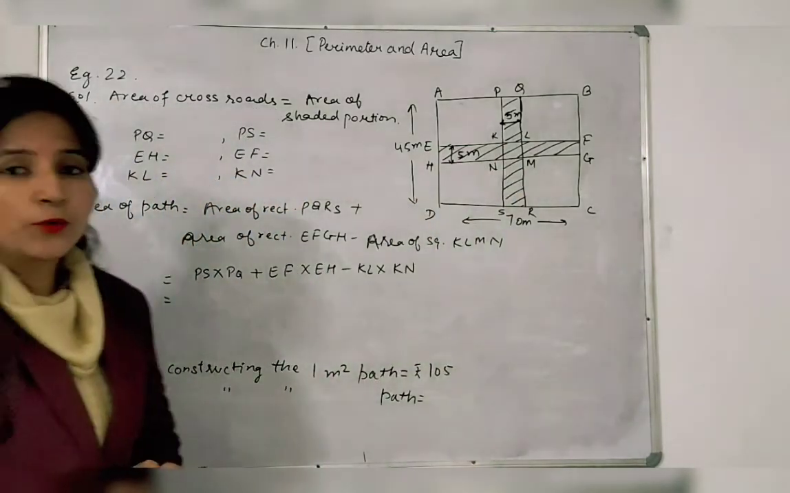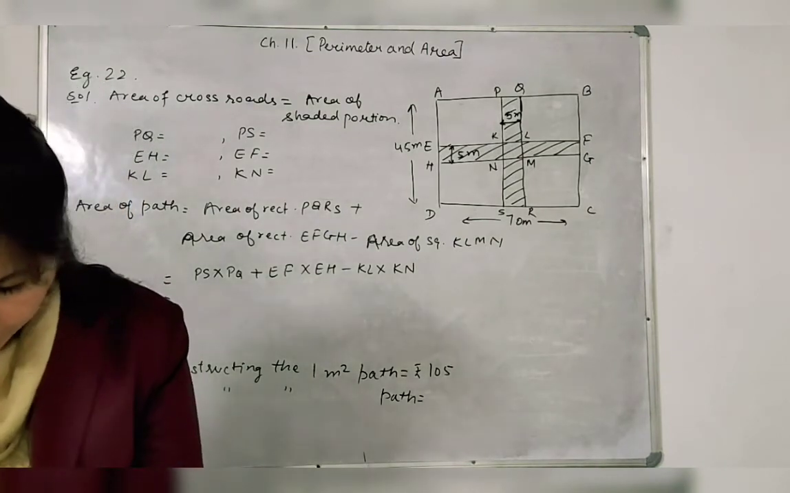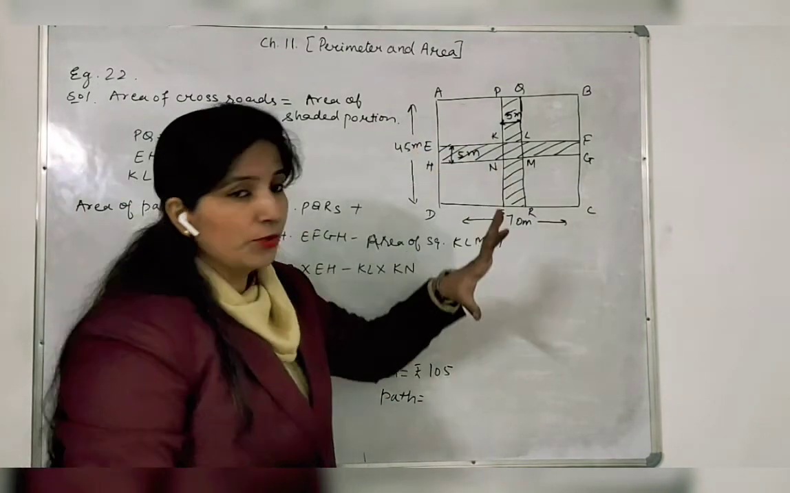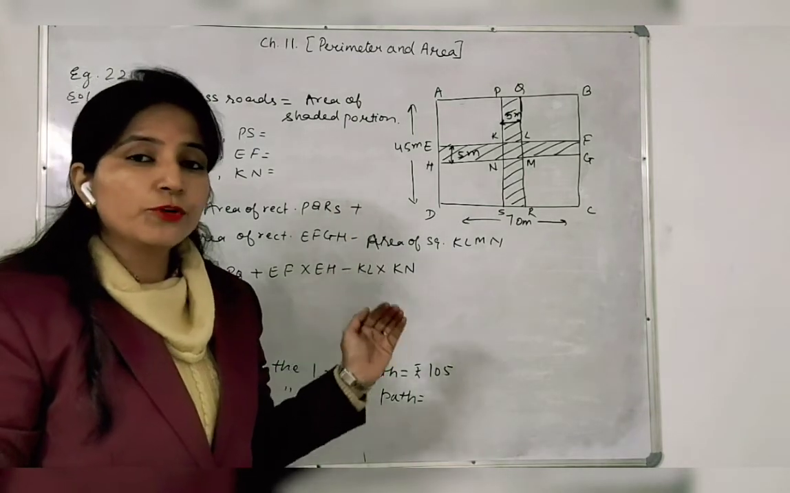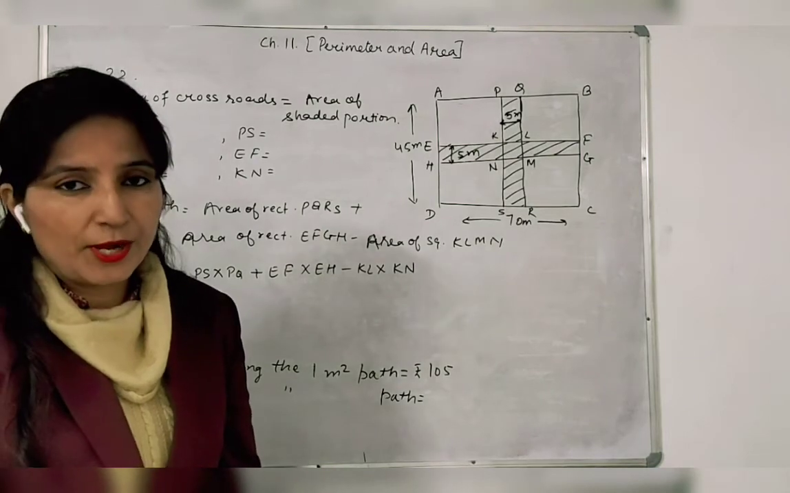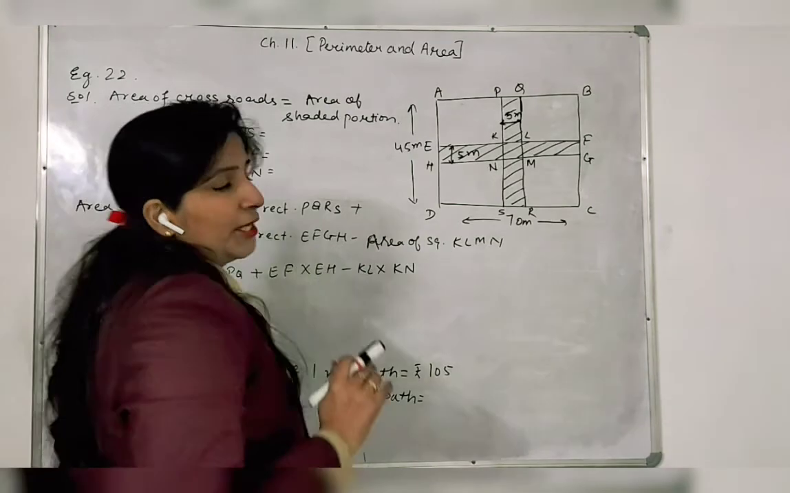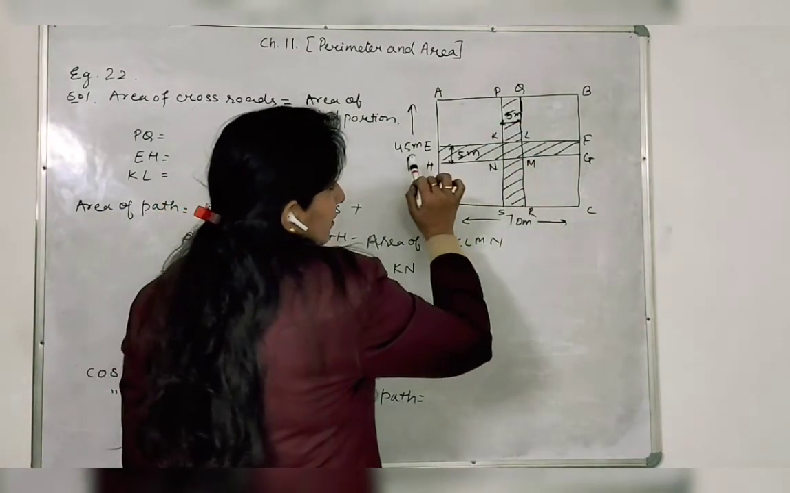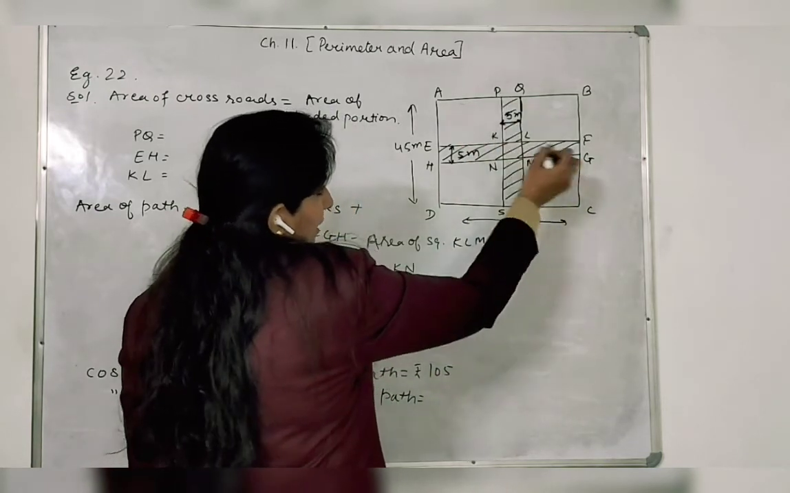We need to calculate the area of the path, one thing. Second thing, we need to calculate the cost of constructing the roads. We need to construct these roads. So we need to calculate the area first, and then the cost of constructing the roads, if the rate per meter square is already given to us. Okay. So one thing we need to take care of in this is, while calculating the area of this path, what we need to calculate is this shaded portion.